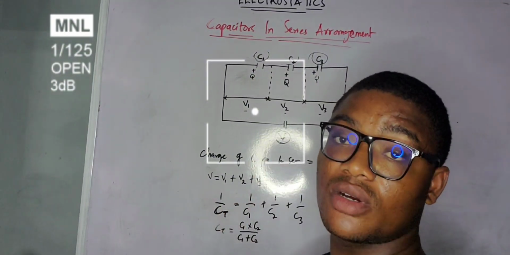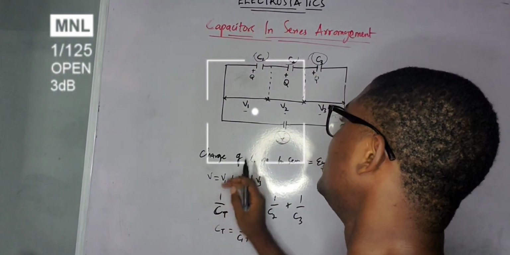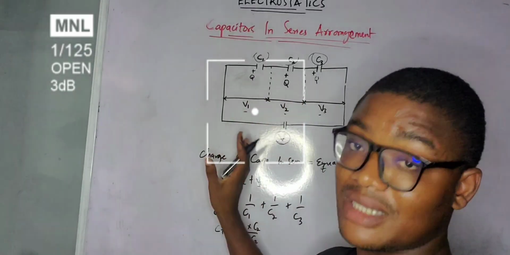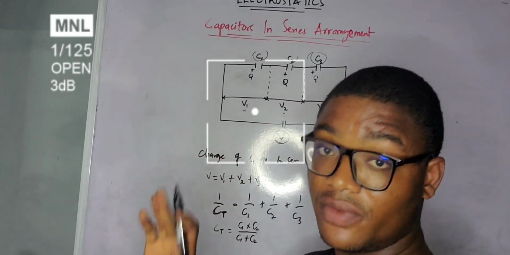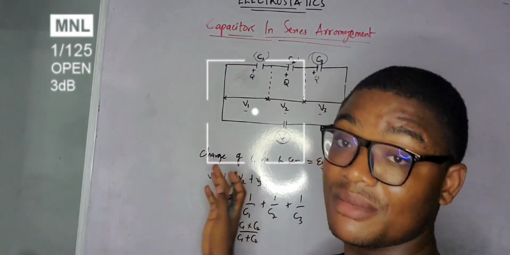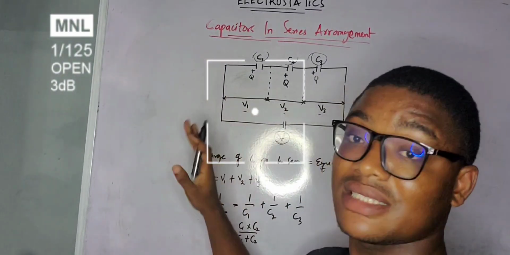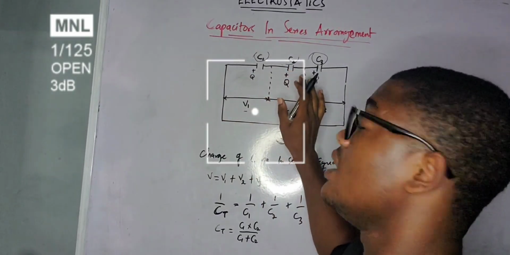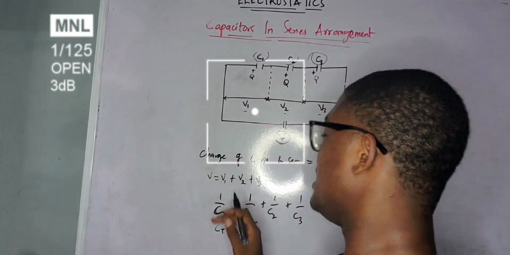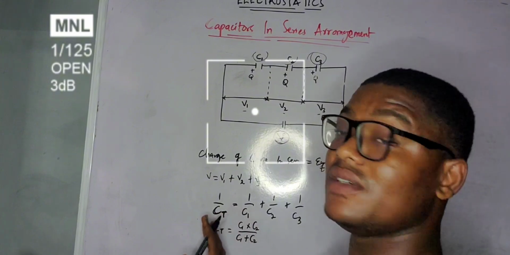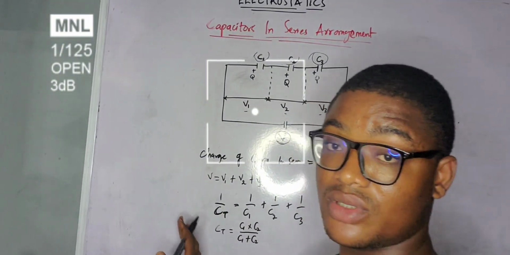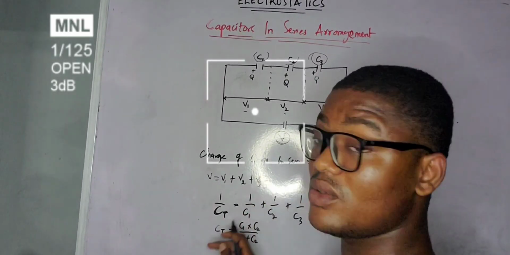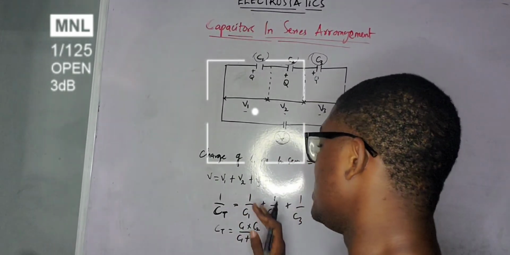Now, the major point of this particular part is to know that the total voltage of capacitors in series arrangement is the addition of all the voltages. The charge is the same. The same charge will flow through everything: charge of capacitor 1 is equal to charge of capacitor 2 equal to charge of capacitor 3. Then the last one is the total capacitance of the arrangement: 1 over the total capacitance equals 1 over C1 plus 1 over C2 plus 1 over C3.